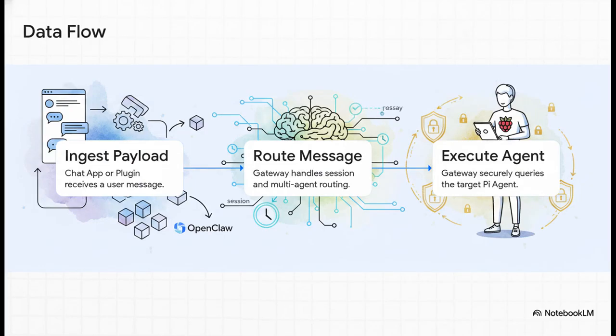Step 1. The designated chat app or plugin interface ingests the user's message payload. In Step 2, the gateway intercepts that payload. It acts as the centralized brain, applying strict session management rules and calculating the optimal multi-agent routing path based strictly on the sender's context. Finally, in Step 3, the gateway securely executes that parsed request against the target. If you are running the default local setup, that target is the bundled Pi agent.